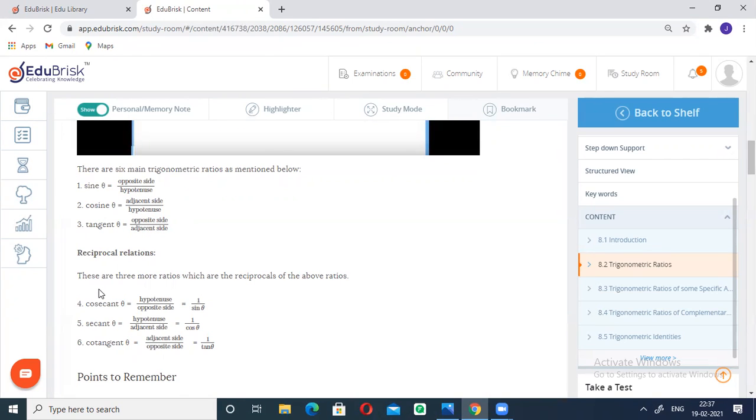The remaining 3 trigonometric ratios out of these 6 are cosec, which is the reciprocal of sine. So cosec theta is equal to the reciprocal of sine theta, that is hypotenuse divided by opposite side. Sec theta will be the reciprocal of cos theta, that is hypotenuse divided by adjacent side. Cot theta is the reciprocal of tan theta. Tan is opposite by adjacent, so for cot, it will be adjacent side divided by opposite side.